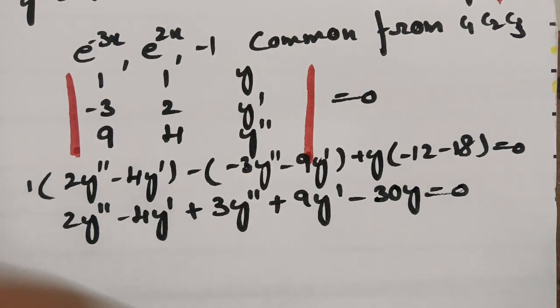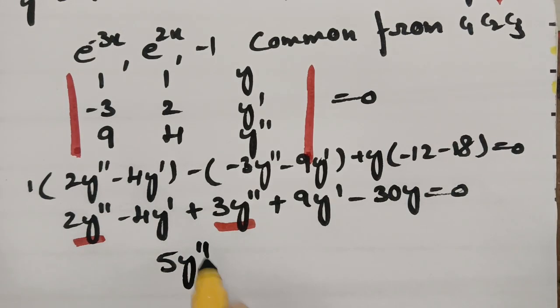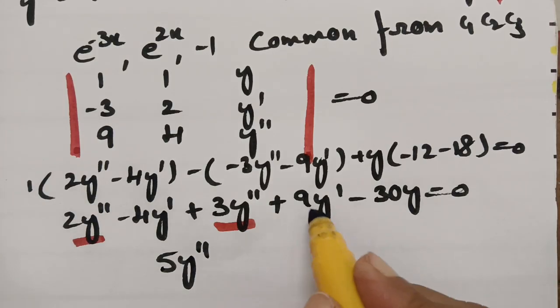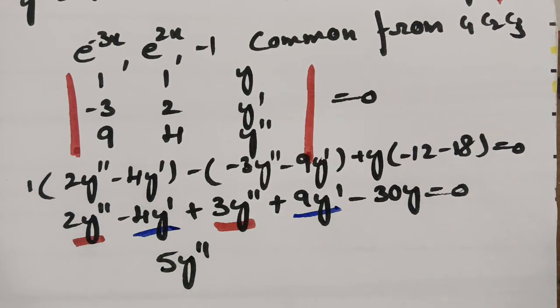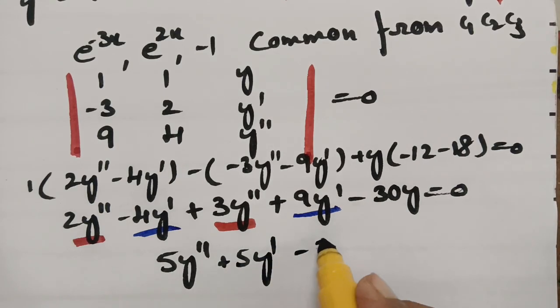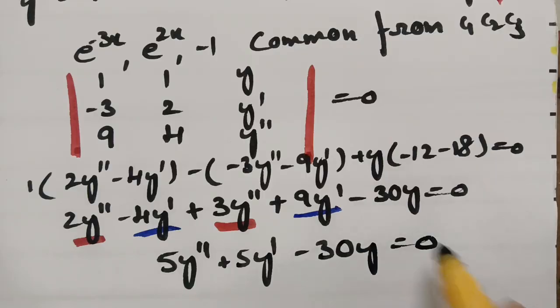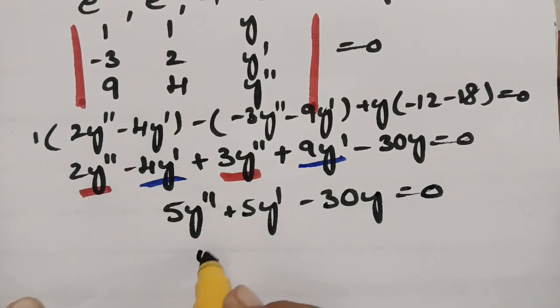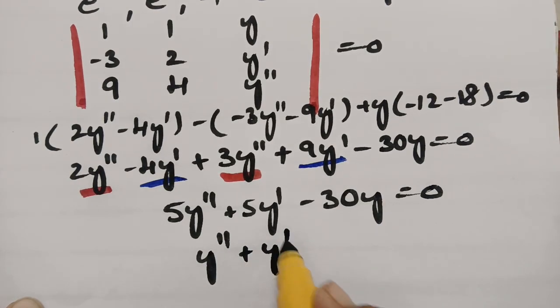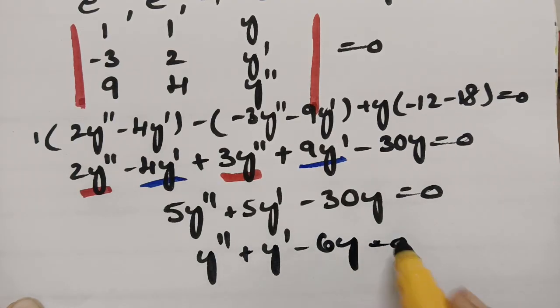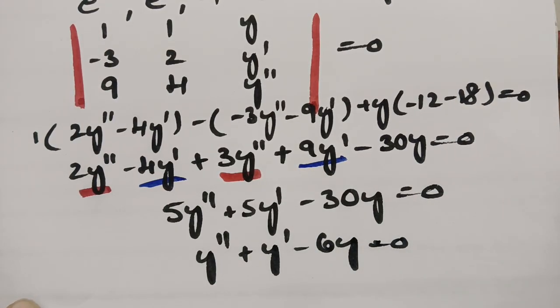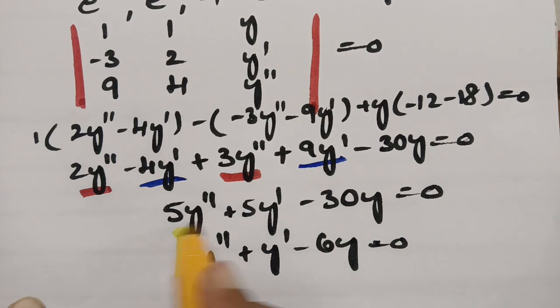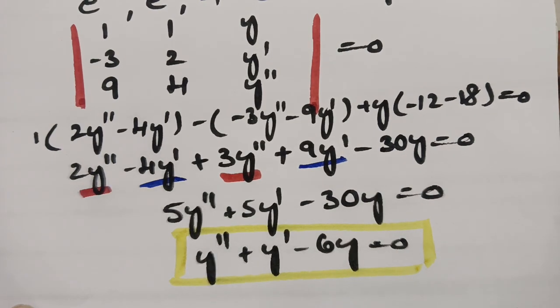See here, if you see, this is 3 and this is 2. So here this will be 5 y double dash, and see, this is plus 9 and minus 4. The value here is plus 5y dash. This is minus 30y is equal to 0. If I take 5 common and cancel, this will be y double dash plus y dash minus 6y, value is equal to 0. So this is the differential equation after eliminating the constants a and b.